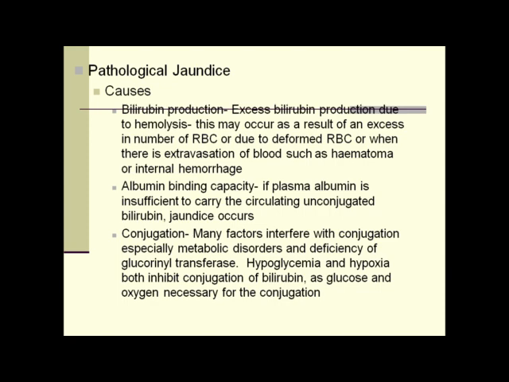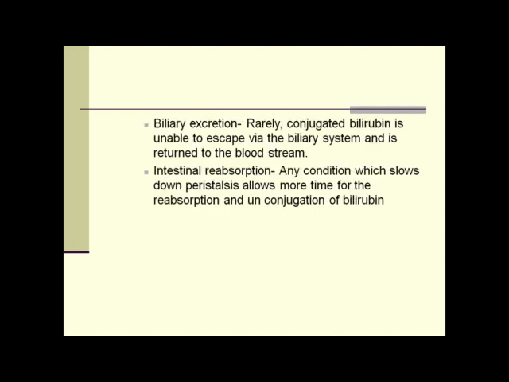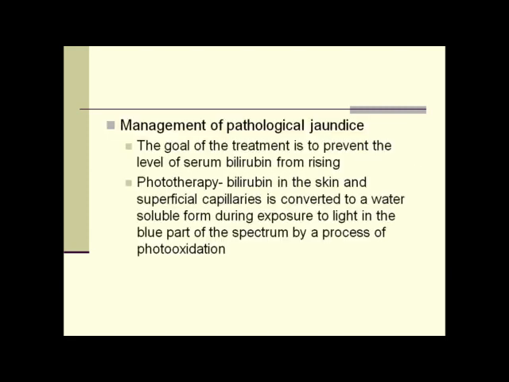Conjugation: many factors interfere with conjugation, especially metabolic disorders and deficiency of glucuronidase. Hypoglycemia and hypoxia both inhibit conjugation of bilirubin, as glucose and oxygen are necessary for conjugation. Biliary excretion: rarely, conjugated bilirubin is unable to escape via the biliary system and is returned to the bloodstream. Intestinal reabsorption: any condition which slows down peristalsis allows more time for the reabsorption of unconjugated bilirubin.